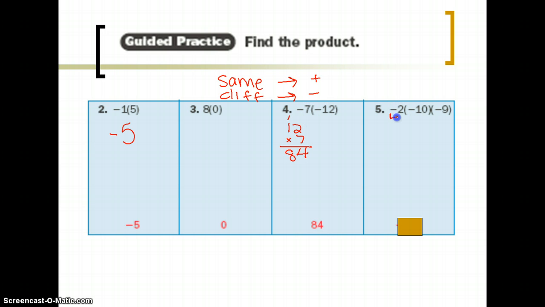Number 5, let's go left to right. 2 times 10 is 20. Both negative, so it's positive 20. Bring down the negative 9. What's 9 times 2? The trick is just to kind of ignore the 0. 9 times 2 is 18. Bring down the 0 now, and because they're different, it should be negative 180.